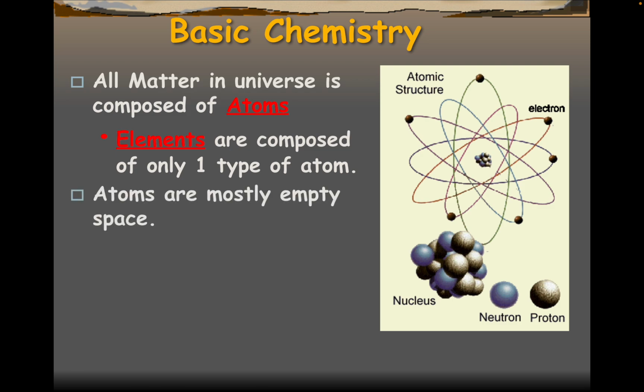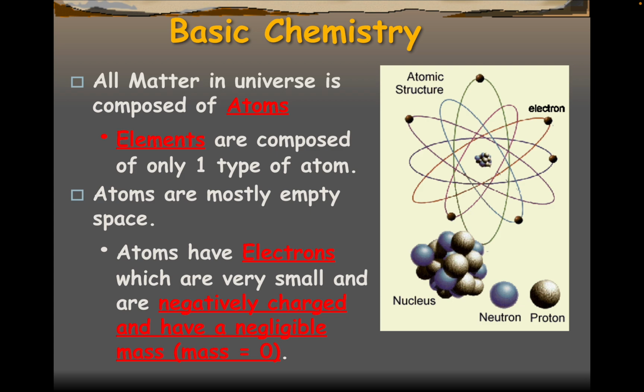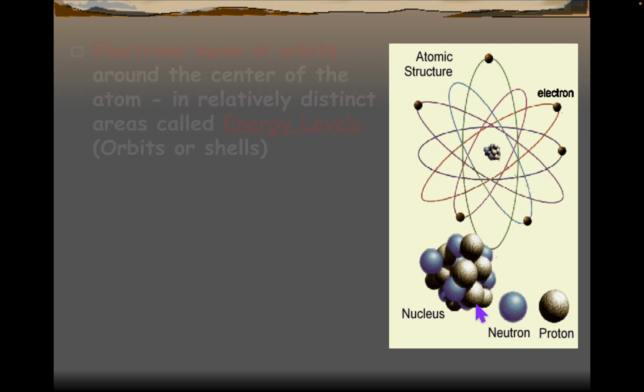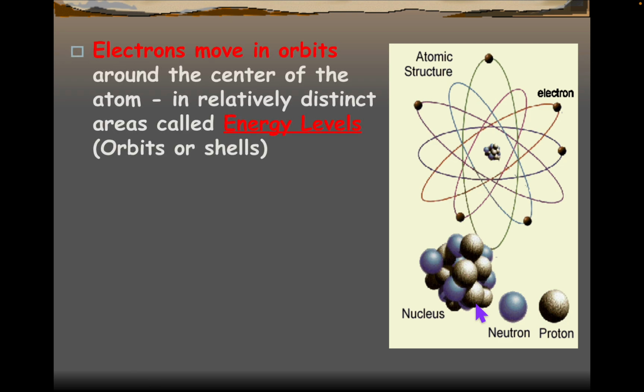So what's weird is that atoms are mostly empty space. They have electrons, which are really small, and they float around in these, I call them orbitals, outside of the nucleus. They're negatively charged and have a negligible mass, so their mass is essentially zero. Inside of the nucleus, we have the neutrons and the protons. So electrons move in orbits around the center of the atom, in relatively distinct areas called energy levels.